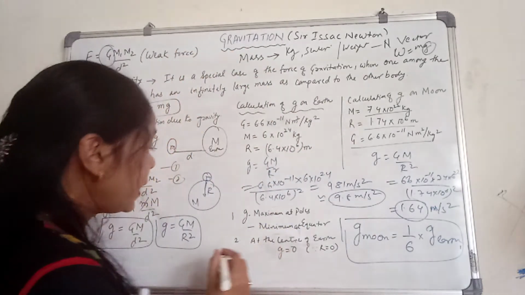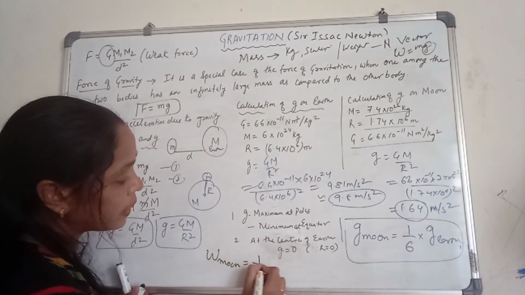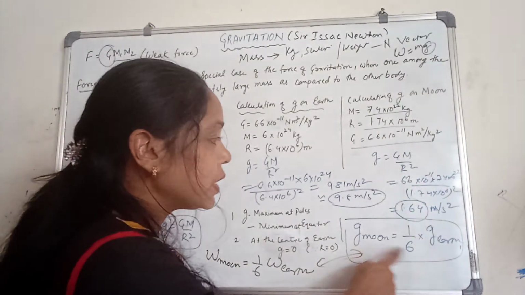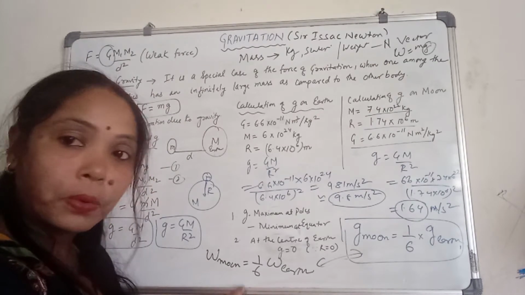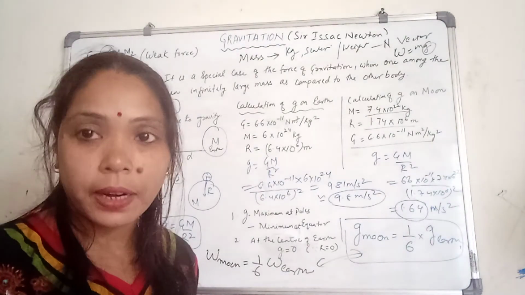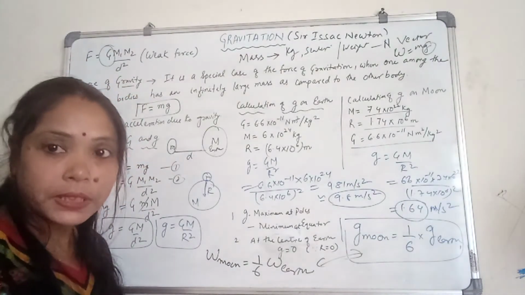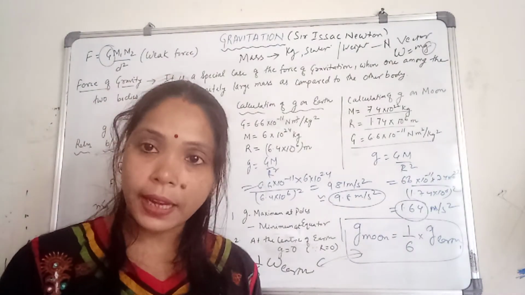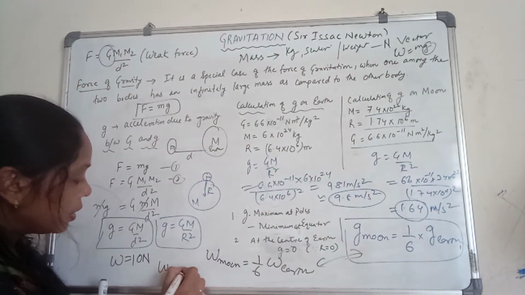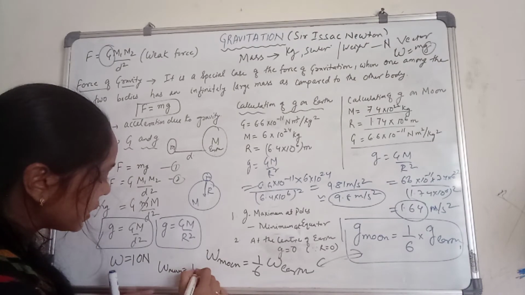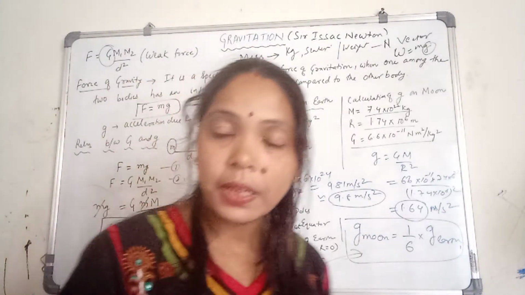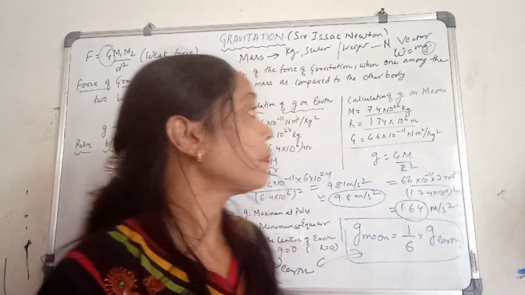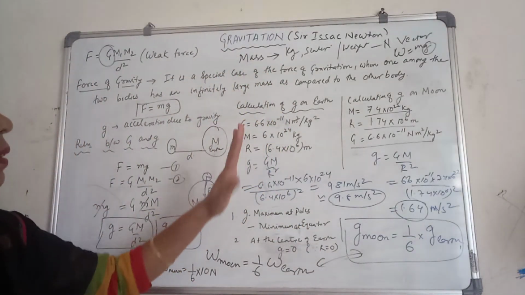Similarly, weight on the moon is equal to 1/6 of the weight on the earth. These two relations are correlated. If the acceleration due to gravity is 1/6 of that on earth, then the weight on the moon is 1/6 of the weight on earth. For example, if the weight of a person on the earth is 10 Newton, then the weight of the same person on the moon will be 1/6 × 10 Newton. So the weight always decreases on the surface of the moon. So this is about weight and mass.